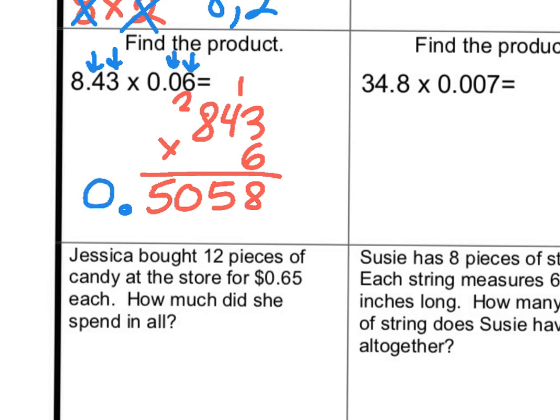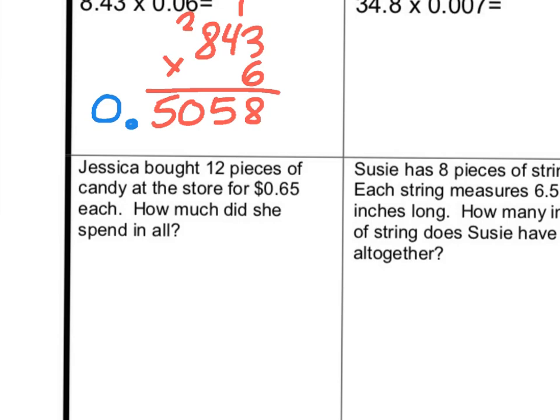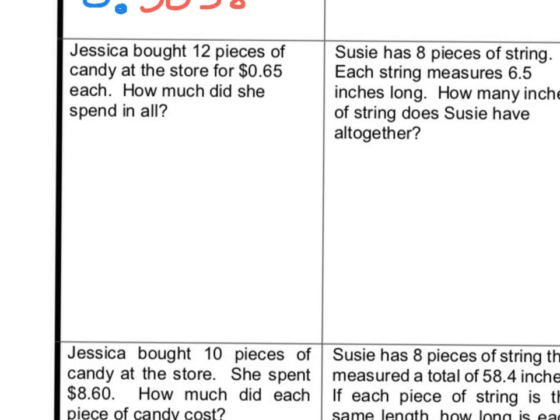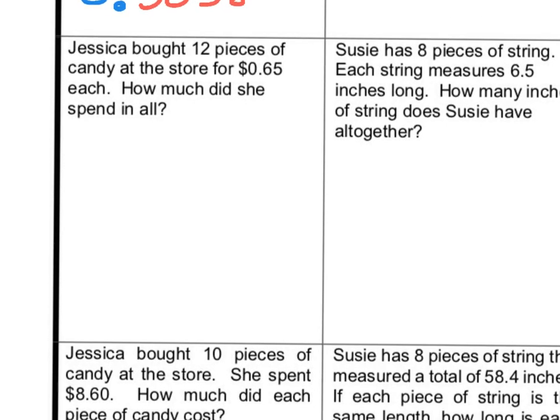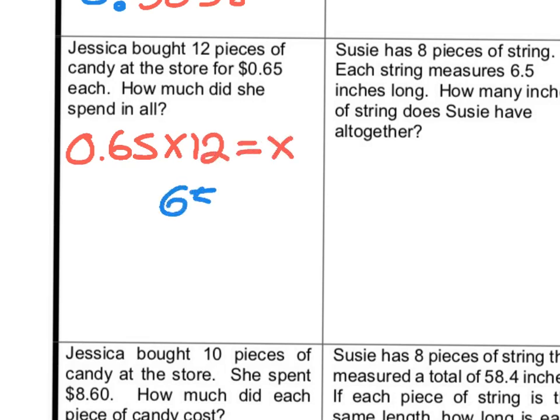front. For the next one, it says Jessica bought 12 pieces of candy at the store for 65 cents each. How much did she spend in all? So my math problem just becomes 65 cents times 12. So my equation is 65 cents times 12 equals x. Now I can solve for that. I'm just going to imagine 65 times 12.